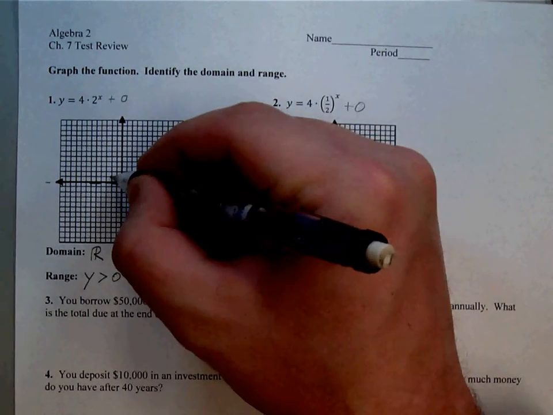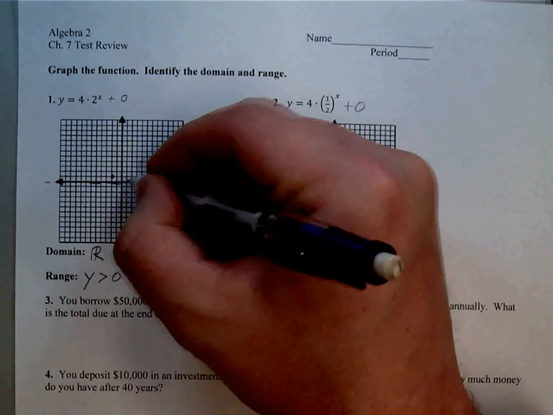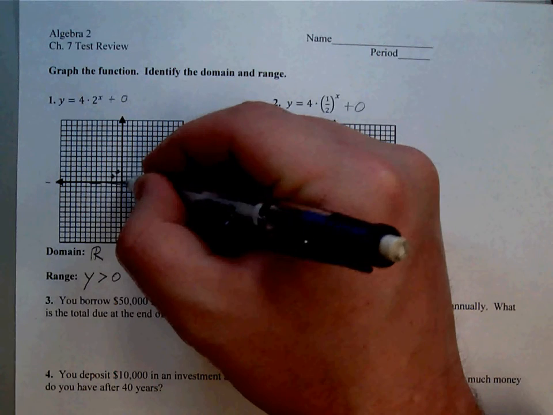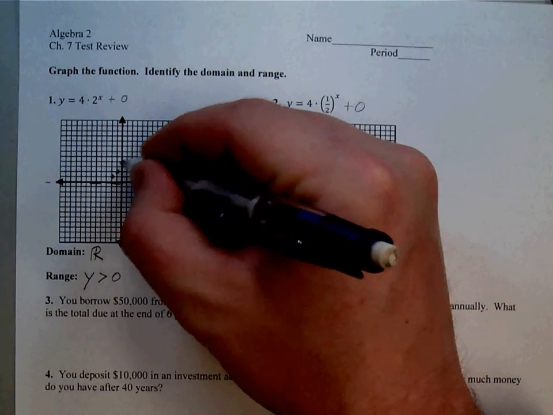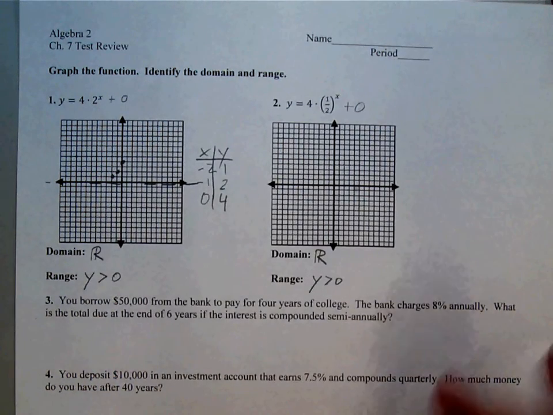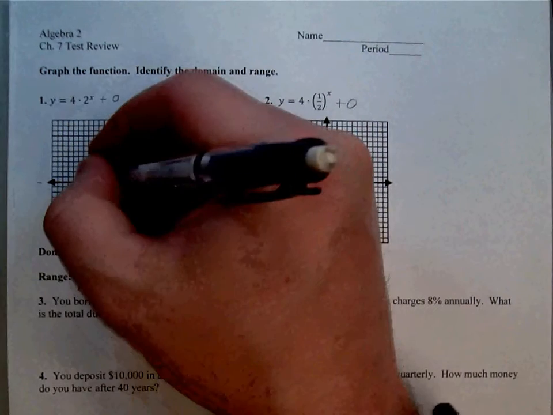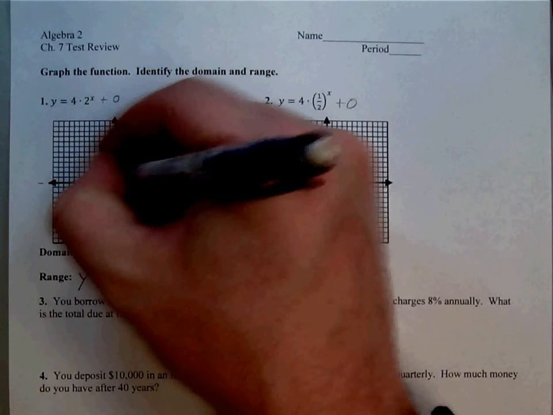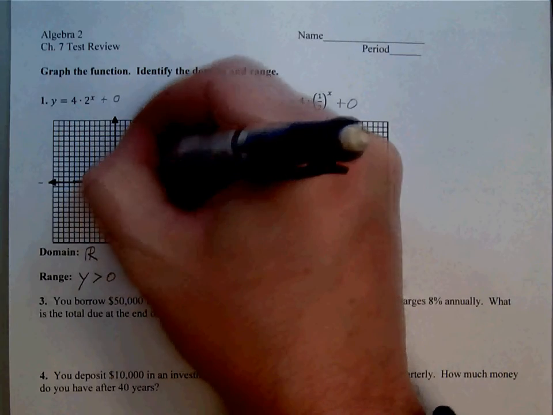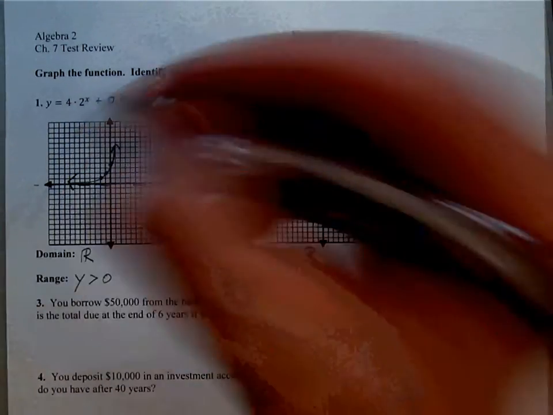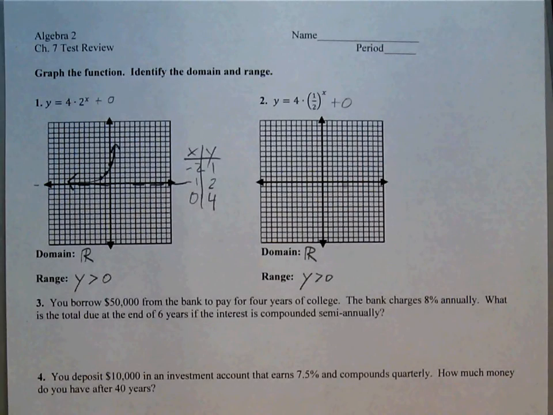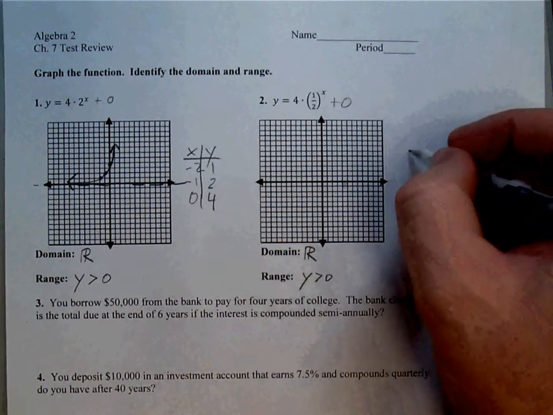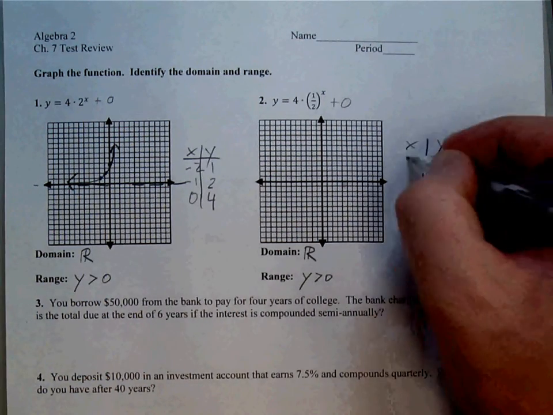So we're going to negative 2, 1, negative 1, 2, and then 0, 4. So let's draw in a curve that hits those points but doesn't cross the asymptote. There we go.